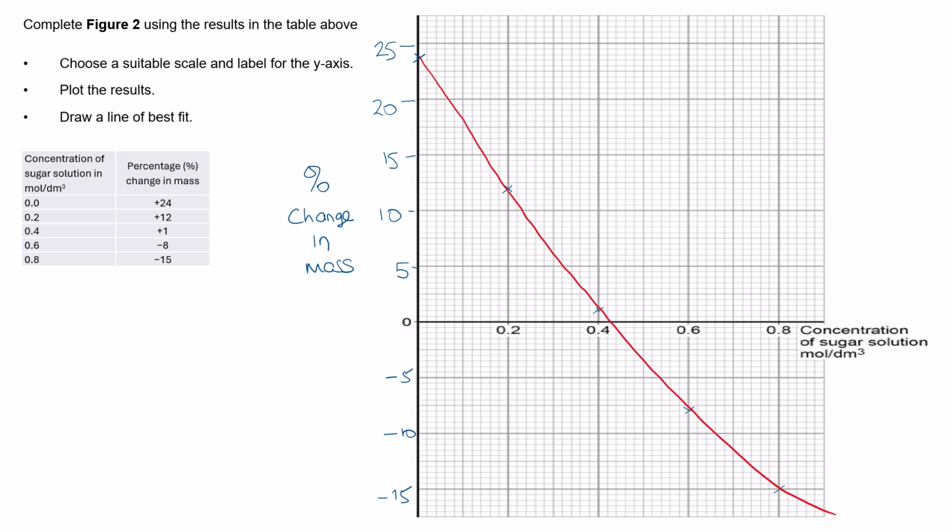If you are asked to plot the data, then it's important that you read the question carefully. It generally asks you to do at least 2 or 3 things. In this question, it asks you to choose a suitable scale and label for the y-axis, plot the results and draw a line of best fit. As you can see, I've gone ahead and written in the scale for the y-axis. Once you've done that, you need to work out then what one little square on the graph paper is equal to. To do this, pick 2 points on your y-axis and count how many little squares are between it.